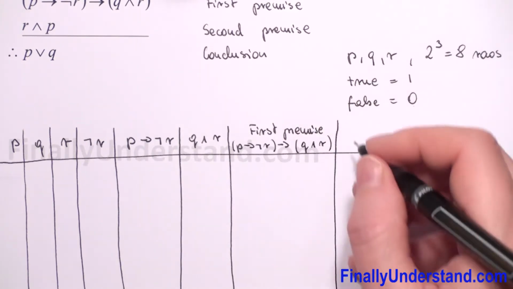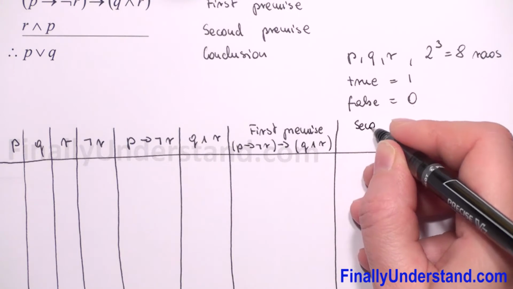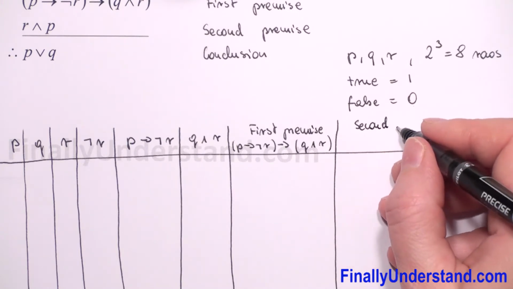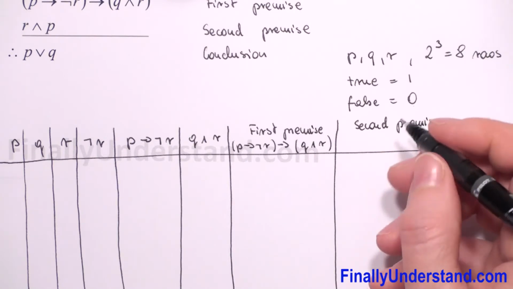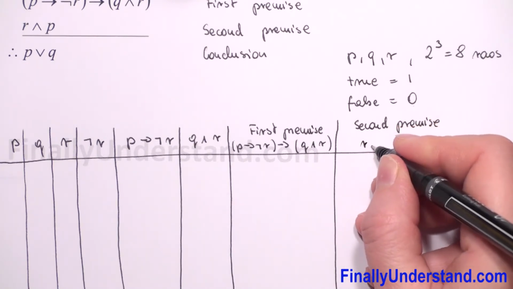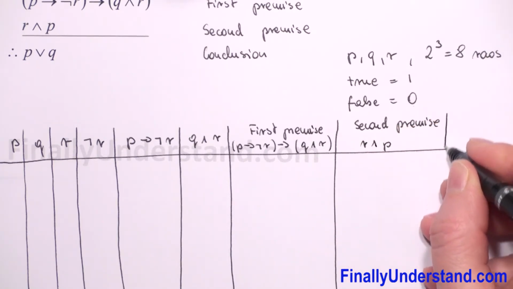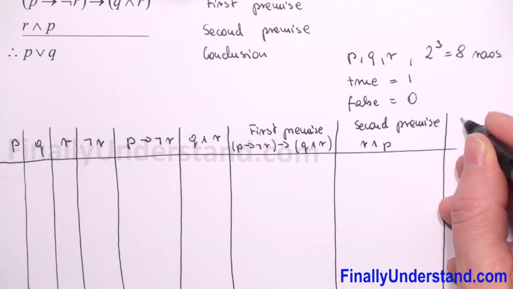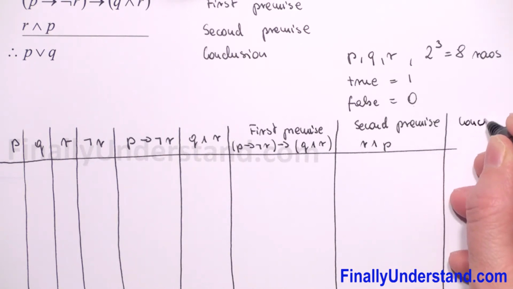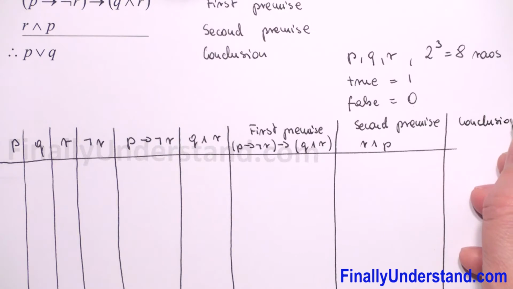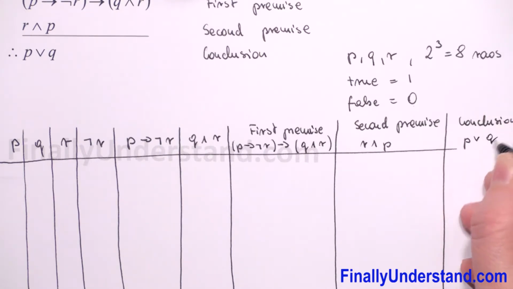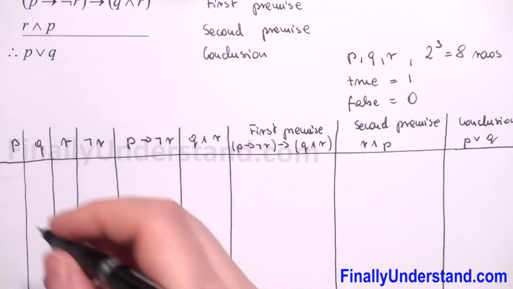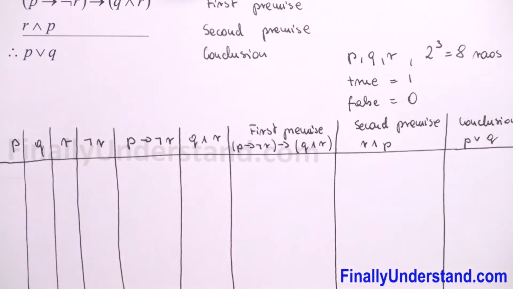Now we will have the second premise. This is R and P, and in the last column we have the conclusion. This is P or Q. So now we have to find the 8 combinations.